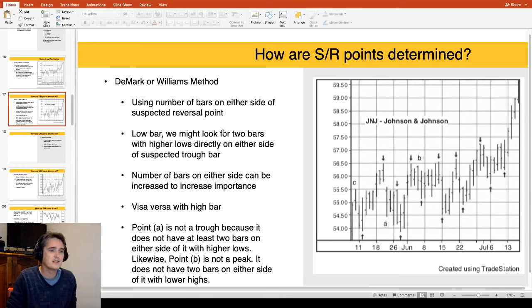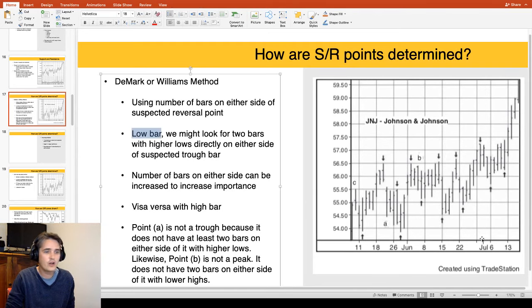But let's say, for example, you are looking for a support level, right? So you are using a low bar. On either side of that bar, on the left and right, you have to look for basically two bars with higher lows than the bar you suspect as your low bar.